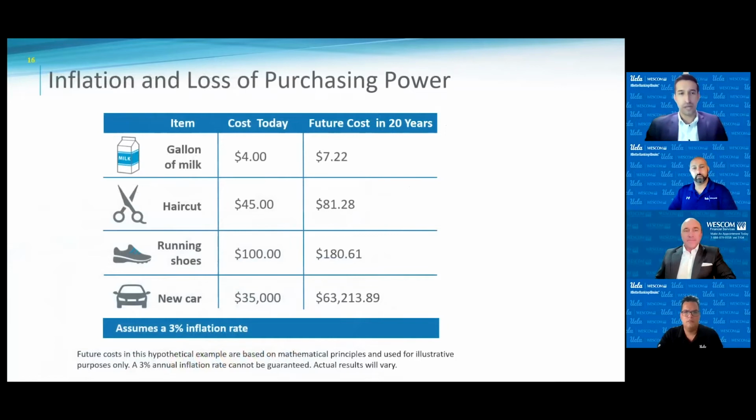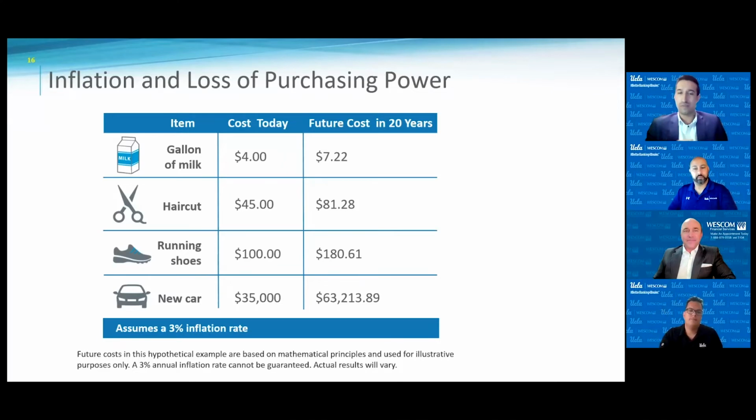This is a good chart here for you guys to take a look at. I was actually really amazed by it. I'm looking at the cost of a haircut today, if inflation is 3% a year, and in 20 years it's going to be $81. That's pretty crazy. But this is a good chart to show folks the power inflation has, right?